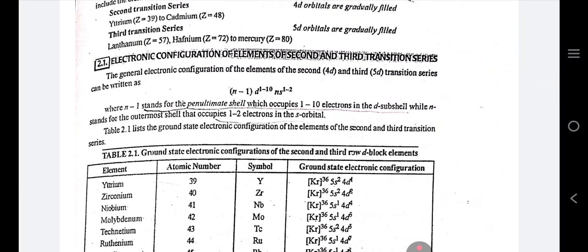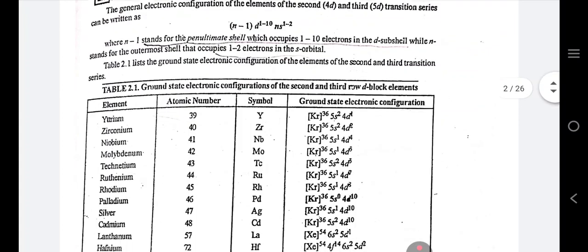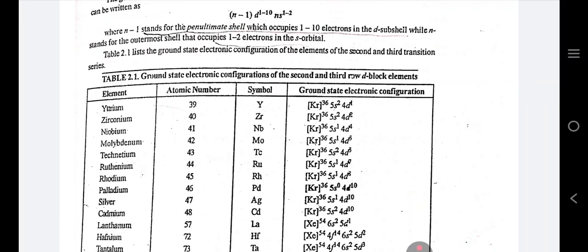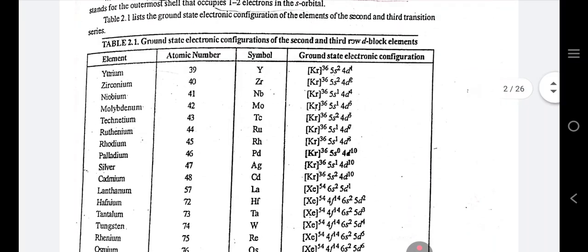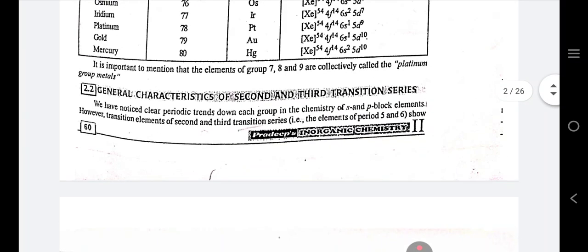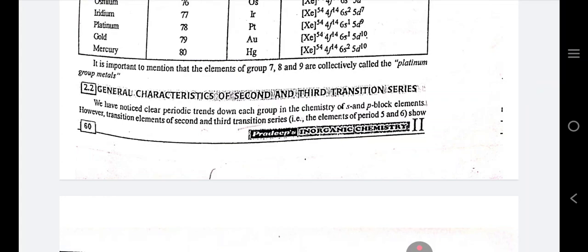Electronic configuration of elements of second and third transition series. The general electronic configuration of the elements of the second and third transition series can be written as (n-1)d1-10 ns1-2, where n-1 stands for the penultimate shell which occupies 1 to 10 electrons in the D subshell, while n stands for the outermost shell that occupies 1 to 2 electrons in the S orbital. It is important to mention that the elements of group 7, 8 and 9 are collectively called the platinum group metals.